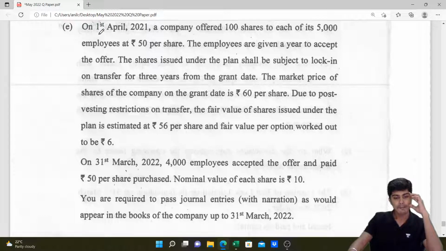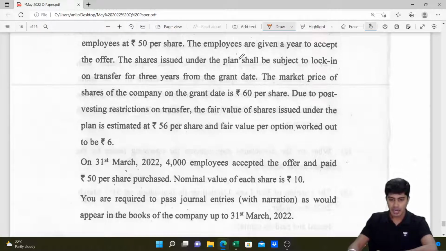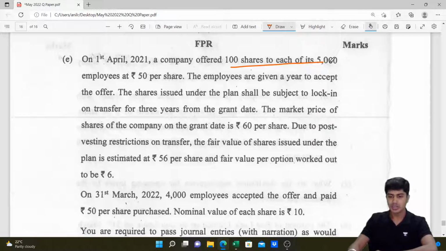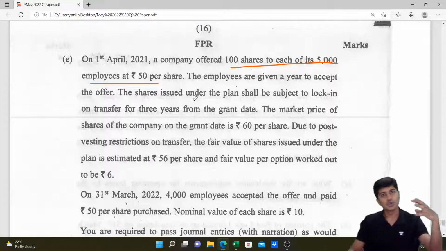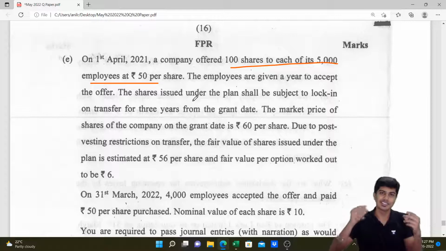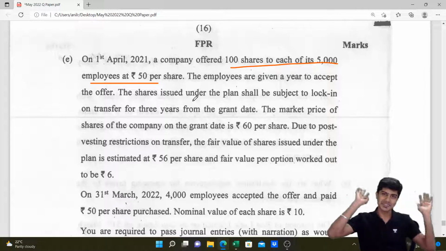Have a look. On 1st of April 2021, a company offered 100 shares to its 5,000 employees at rupees 50 per share. Okay. The employees are given a year to accept the offer. 1 year is the time given, vesting period. So you don't have to split the expense over several years. Entire employee compensation expense you'll write in 1 year.